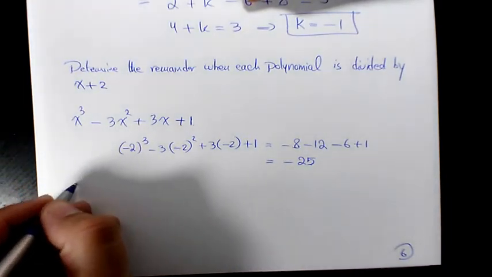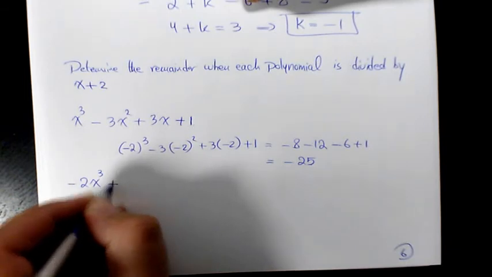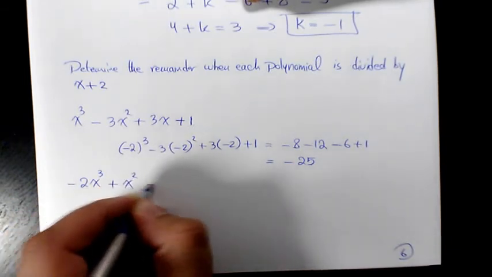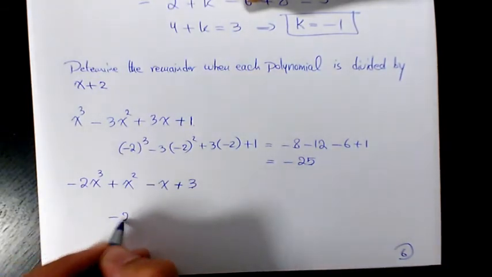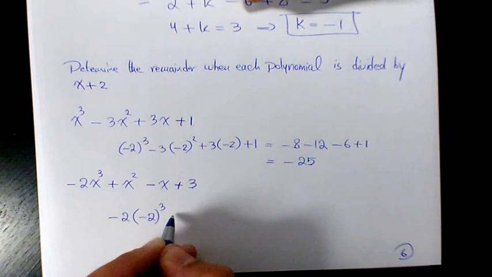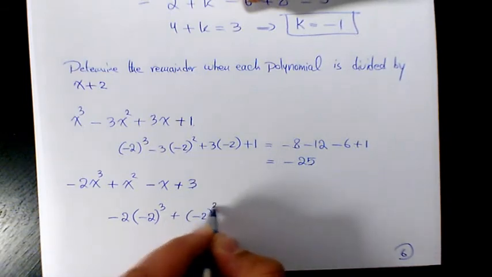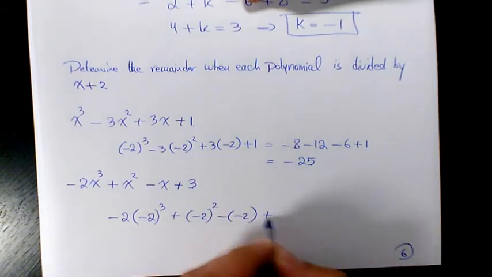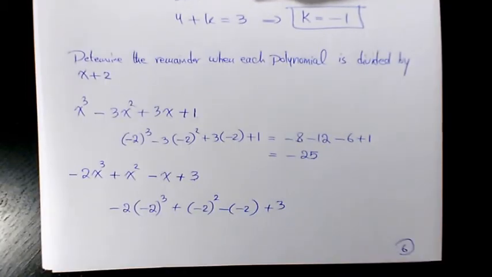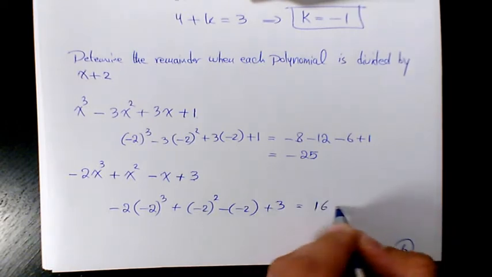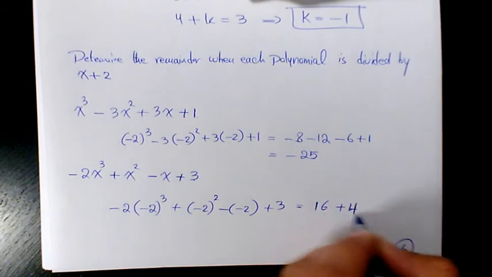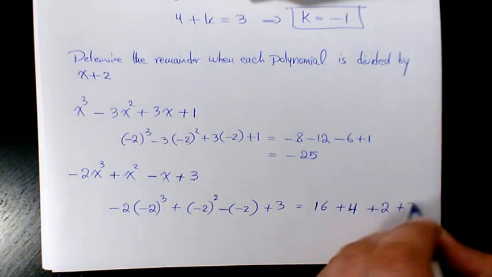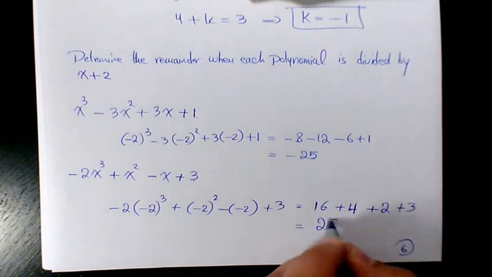Next one, negative 2x cubed plus x squared minus x plus 3. That case is going to be negative 2 cubed plus negative 2 squared minus negative 2 plus 3. So in that case, it's going to be 16 plus 4 plus 2 plus 3. That's going to be 25.